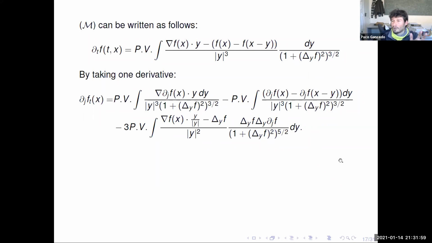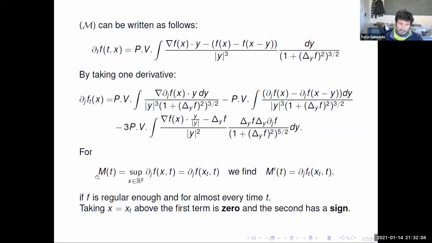And what I'm going to do now is just check the evolution of the maximum. Let's say M is going to be the maximum of the slope. It's going to be finite, and I'm going to reach this maximum at a point I'm going to call x_t.